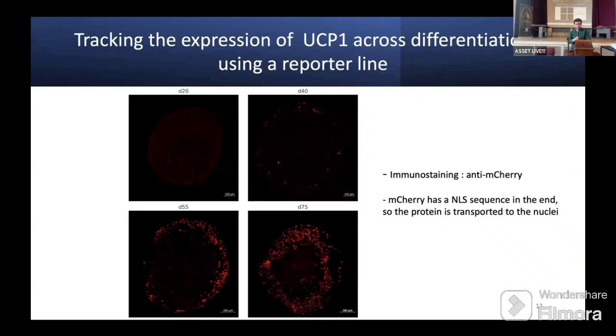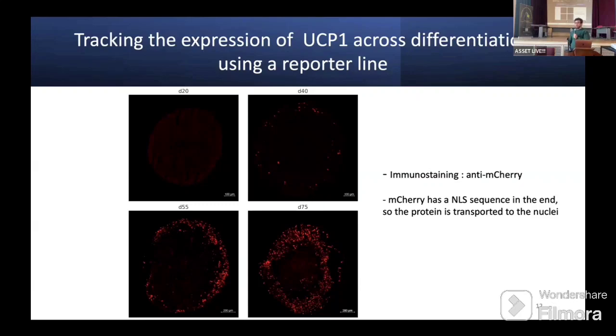So here I performed the immunostainings of these organoids that we generated, with anti-mCherry, because the line that we are using to generate those organoids is UCP1 mCherry. So the mCherry is linked to the expression of UCP1. What we can see here is that at day 20 of differentiation, we have almost no UCP1. The first UCP1 cells are generated starting from day 40 of differentiation. At day 55, we have an acceptable amount of UCP1 positive cells in the periphery of the organoids. And only at day 75, we have a large amount of UCP1 positive cells.